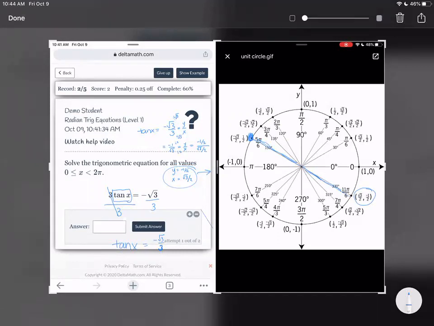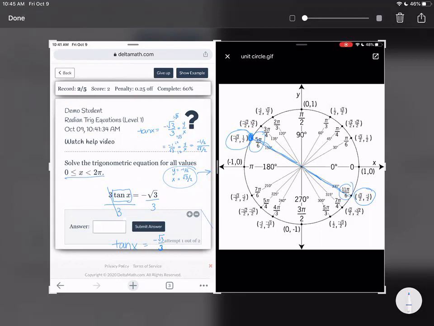Because if you divided these 2 numbers, remember when you divide them, it doesn't matter which one was positive, which one was negative. They will simplify to the same thing because the absolute value of the x and the absolute value of the y are the same. So we got our 2 answers right there and right there. Now we just got to find out, does our Delta Math want radians or degrees? Looks like they want radians, so I'll tell them 5 pi over 6 and 11 pi over 6.